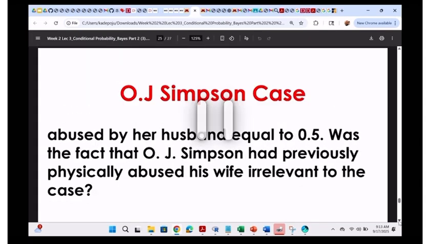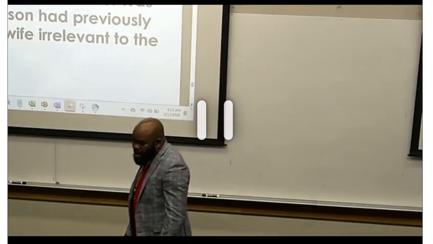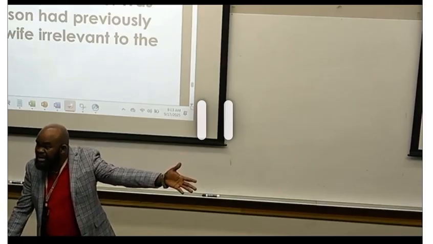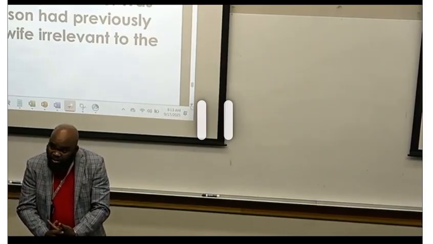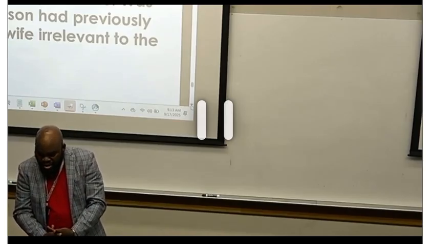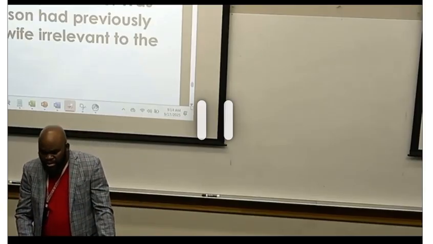Now, this is the question we want to answer statistically, and I need you to pay attention. Was the fact that O.J. Simpson had previously physically abused his wife irrelevant to the case? Because that was the position of the defense counsel. The defense counsel ignored the fact that somebody was murdered. He was trying to belittle the case. We now want to see whether that is actually relevant.